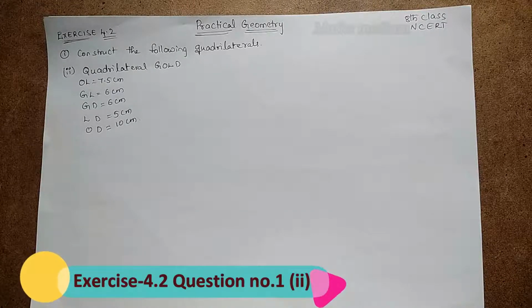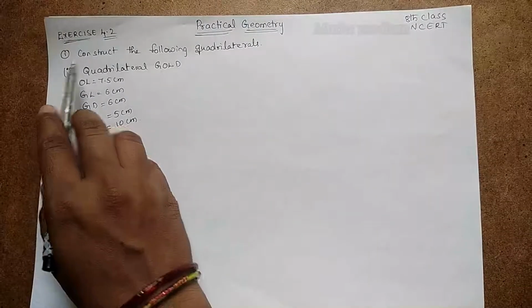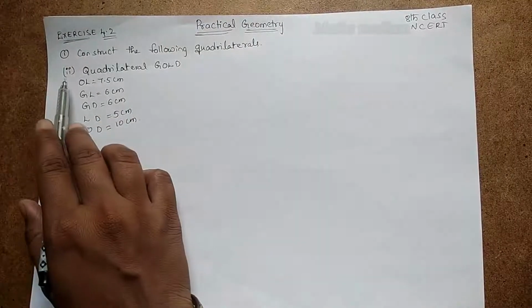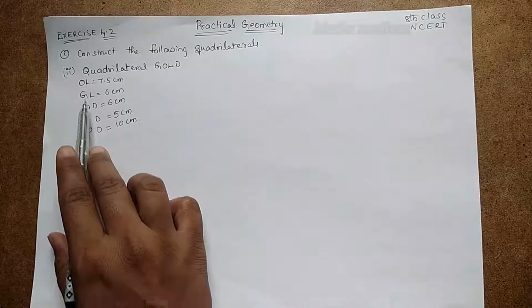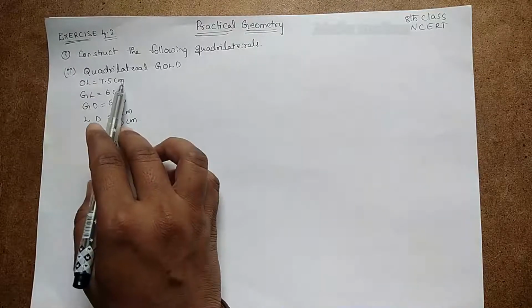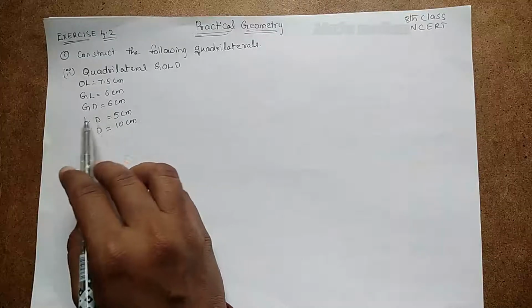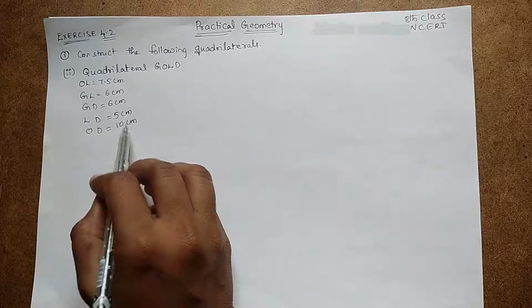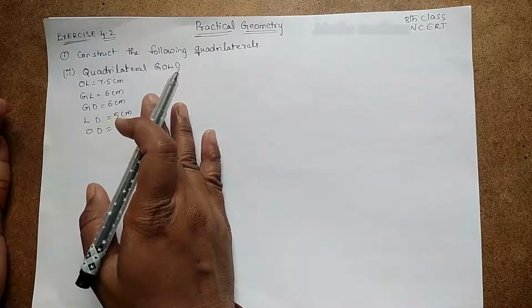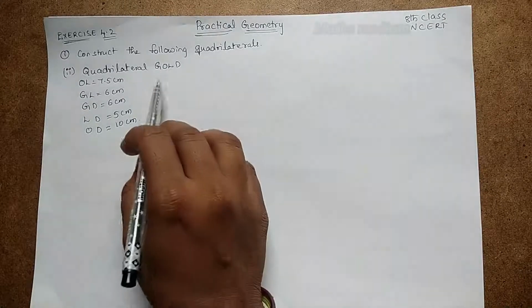Today I came with the topic Practical Geometry. I took exercise 4.2 from 8th class NCERT. Question: construct the following quadrilaterals. Here I took one question, quadrilateral GOLD. Given sides OL equals 7.5 centimeters, GL is equal to 6 centimeters, GD is equal to 6 centimeters, LD is equal to 5 centimeters, OD is equal to 10 centimeters. Here some diagonals and some sides are given. So we have to construct a quadrilateral named GOLD.